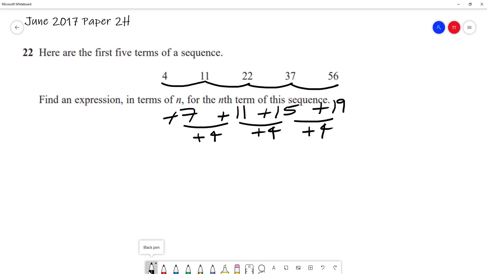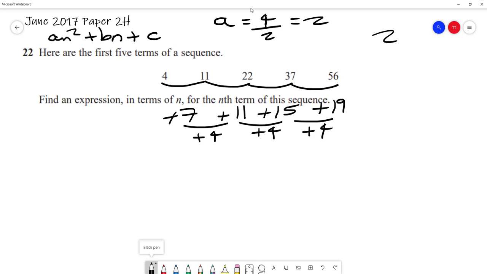Now all quadratic sequences must be in the form of an squared plus bn plus c. Now a is really easy to work out. It's just the second difference divided by 2. So we take our second difference, which is 4, and divide it by 2. Now 4 divided by 2 will give me 2. That means we need 2n squared.